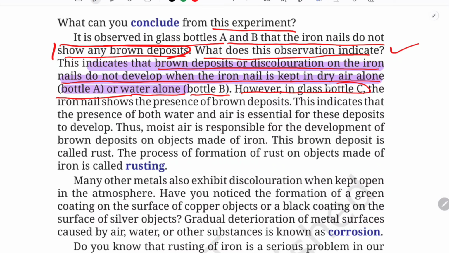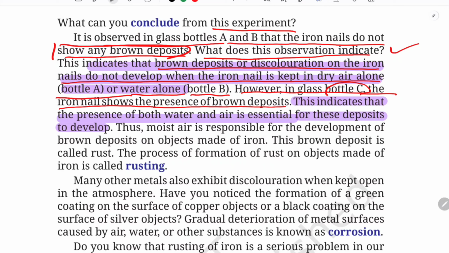However, in glass bottle C, there was the presence of water as well as air, yes or no? So the iron nail shows the presence of brown deposits. What does this indicate? This indicates that the presence of both water and air is essential for these deposits to develop. That means the presence of both water and air is essential in order to form rusting. Otherwise, if it is kept only in air there will be no rusting, and if it is kept only in water there will be no rusting.